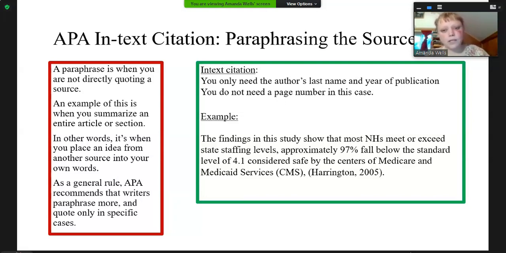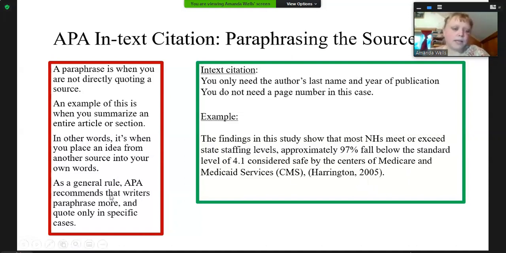But because I took this out of Purdue OWL, I would still have to cite it, but it would be considered paraphrasing the cite. In this case, I don't need a page number. I don't even have to worry about looking for one. I just need the author's last name and year of publication. In this case here, this is a section I took from one of the papers that I've done, and I just summarized this paper where it came from, Harrington, 2005.